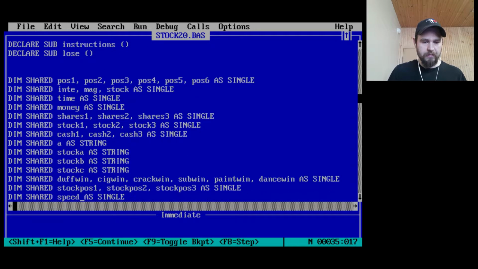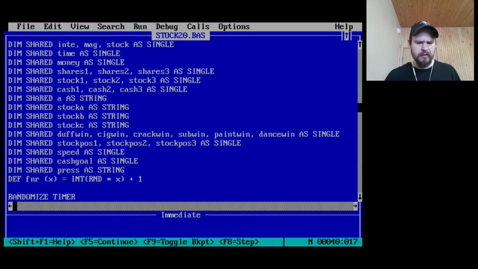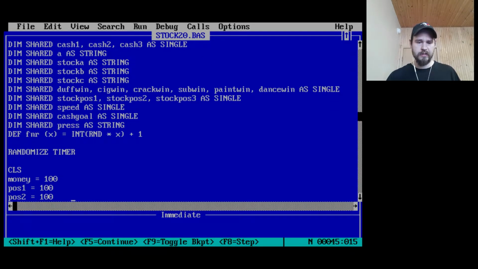I still have all my funky variables. Pause 1 through pause 6, and all these things. And if you recall, in the previous versions of Stock Simulator, I was just taking the old code and just adding to it. I wouldn't delete any variables or anything, so probably a lot of this is not even used. Although I have cash goal and press as string. Interesting. Okay.